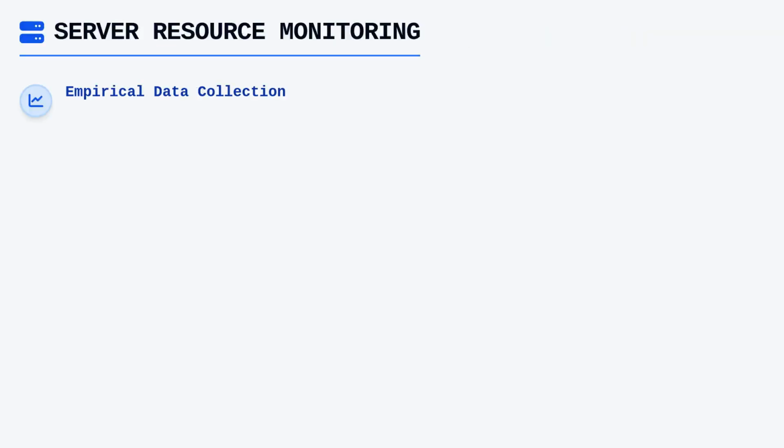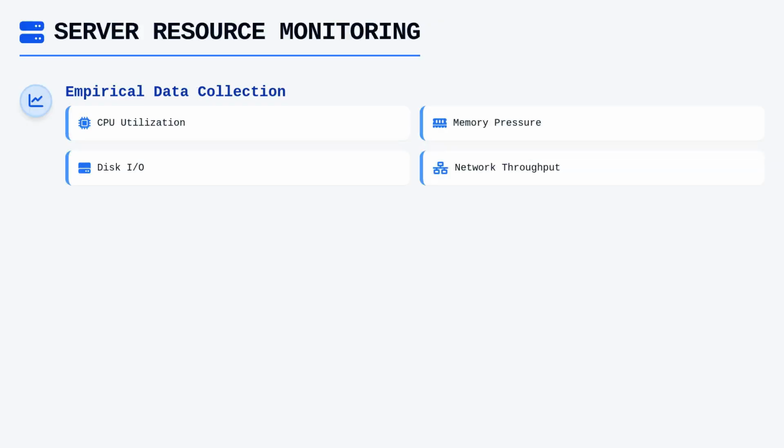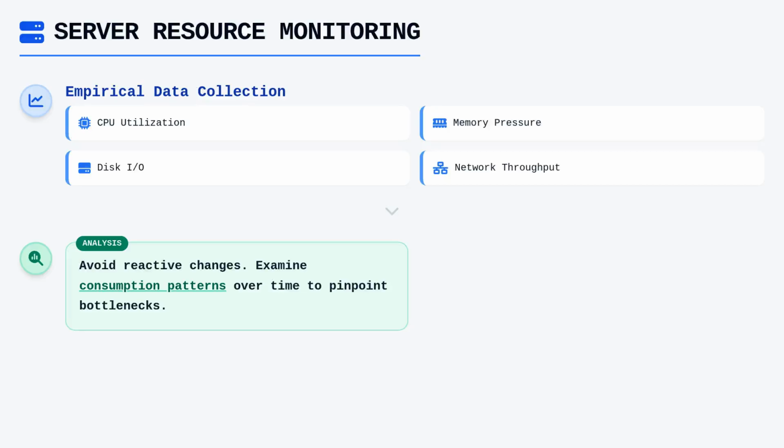Monitoring server resources provides the empirical data required for performance tuning and capacity planning. By tracking baseline metrics for CPU utilization, disk I/O, memory pressure, and network throughput, you can identify bottlenecks before they manifest as service outages. When an application experiences performance degradation, the first step is always to examine the resource consumption patterns over time rather than making reactive changes.